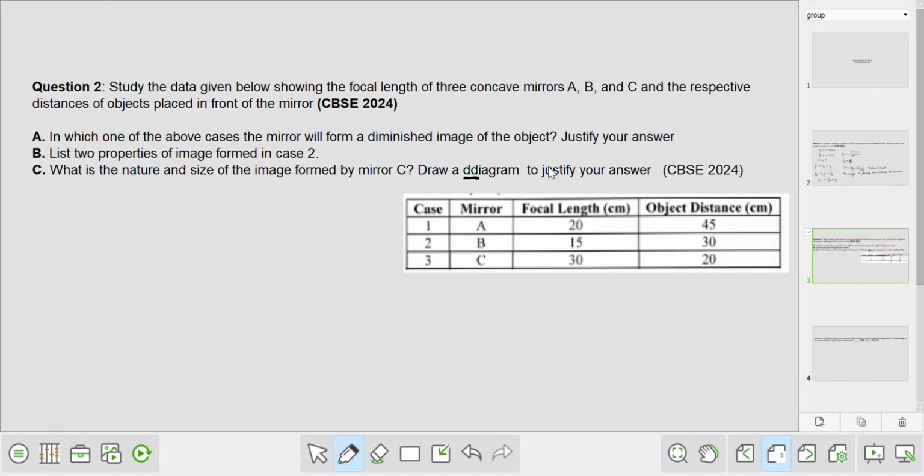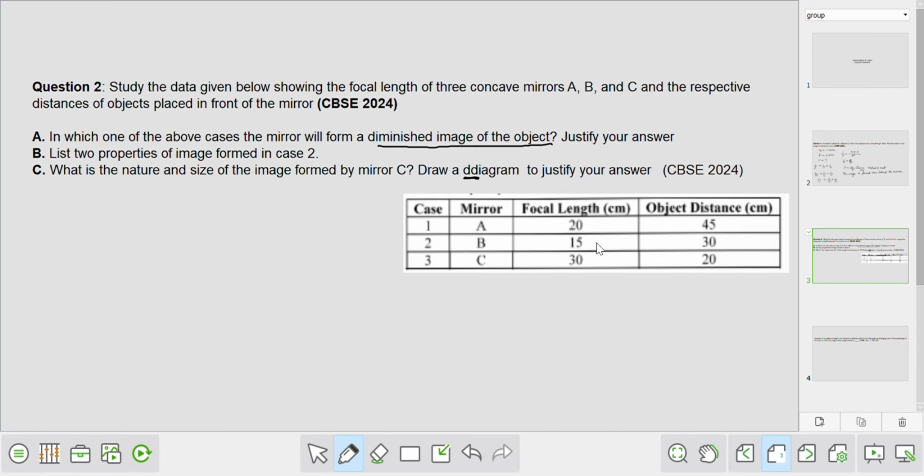So this is the table given. These are the different cases and we have 3 mirrors and focal lengths of the mirrors are given and the respective object positions are also given. So what is the first question? In which of the above cases the mirror will form diminished image of the object? So which mirror gives you diminished image? That's what we are going to find.